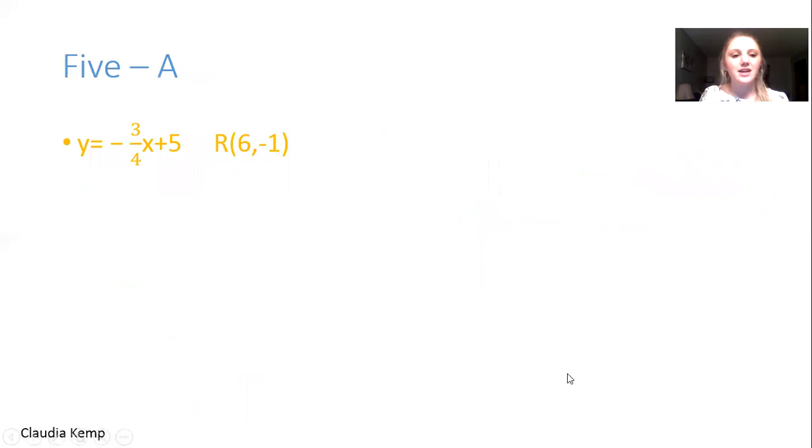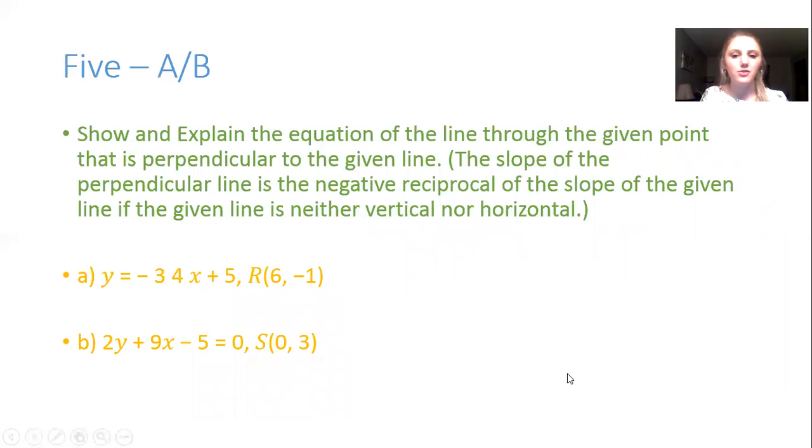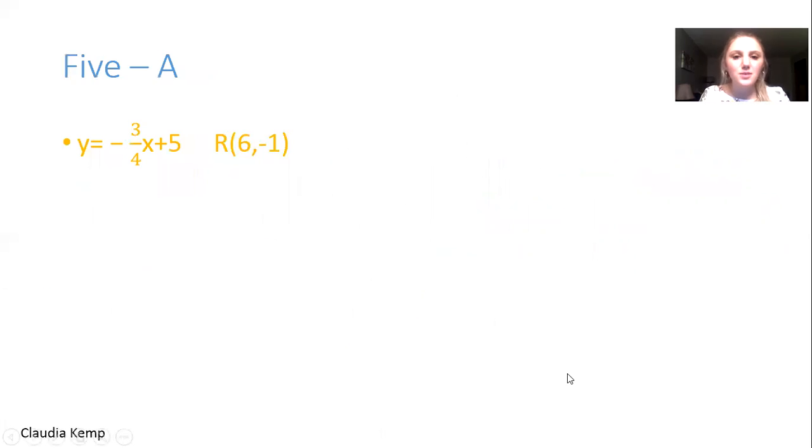Part A gives the line y equals -3/4x plus 5 and the point 6, -1. First, we need to find the slope of the perpendicular line. If you'll remember from before, the slope of the perpendicular line is the negative reciprocal or opposite reciprocal of the slope of the given line. So the slope is always in the m position of the equation, which is the one right before x right here. So the slope of the line is -3/4.